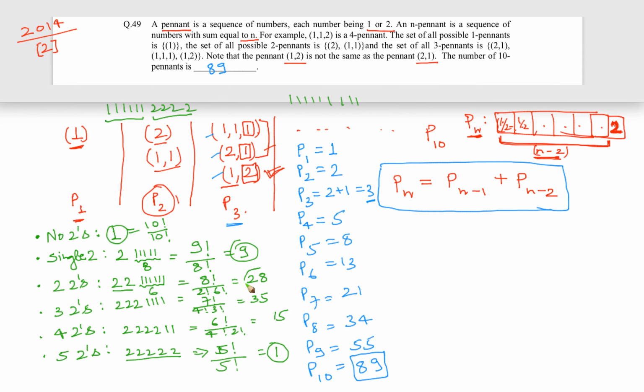So the ways are 1, 9, 28, 35, 15, and 1, and we are adding all these numbers. So our answer for P10 is 1 plus 9 plus 28 plus 35 plus 15 plus 1, right? We simply add all of them, and the summation is 89. So again we are getting the same answer, 89, but I told you just another way in which you can think about it. Okay, so the answer is 89.